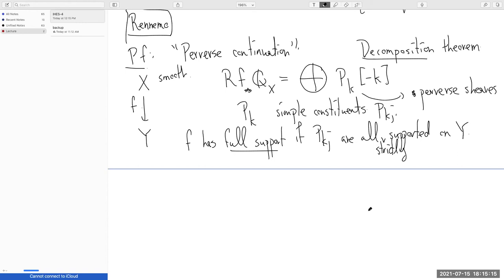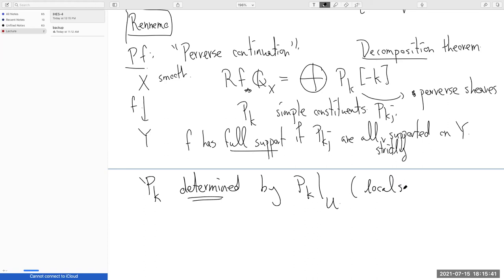But if you are in this situation, then the perverse cohomology sheaves PK are, in a precise sense, determined by the restriction to some large open subset U, which if you shrink U enough, you can assume is a local system or maybe a shifted local system. And they are determined in really some kind of algorithmic sense. This is what's called this notion of IC extension.